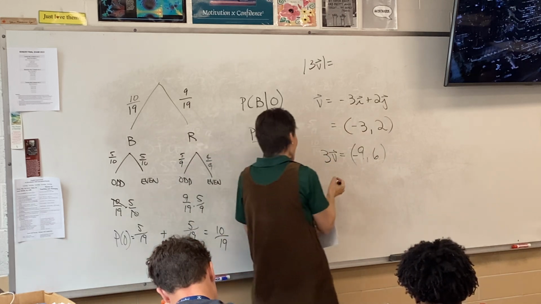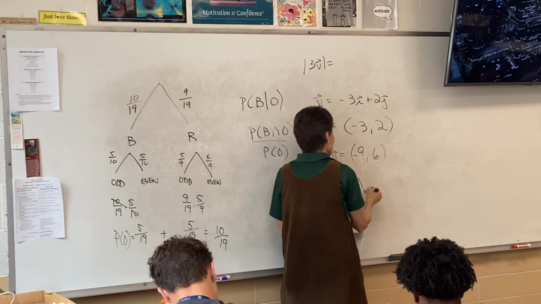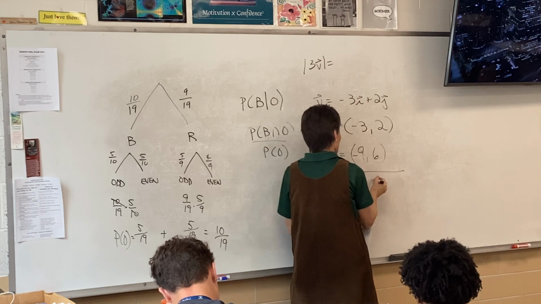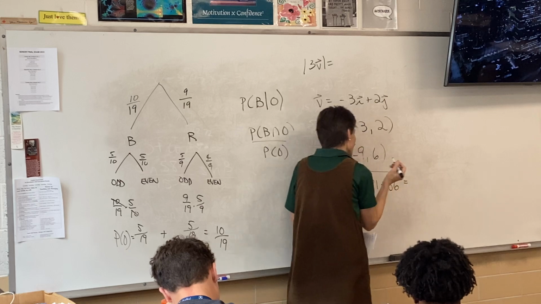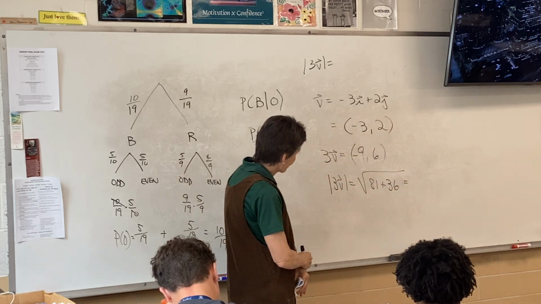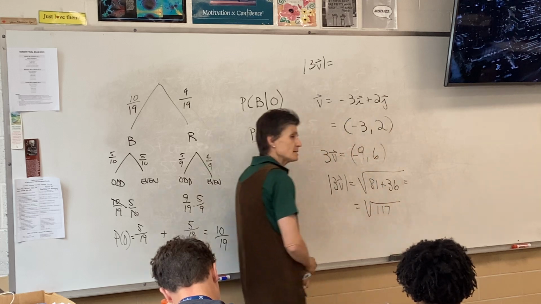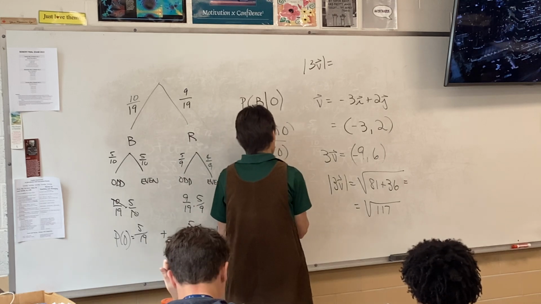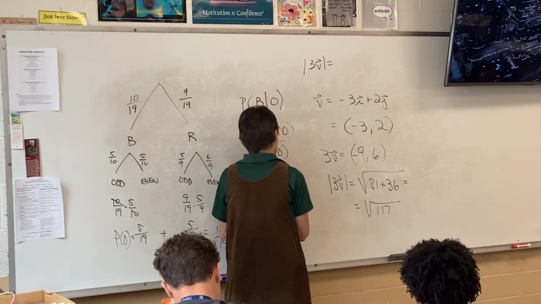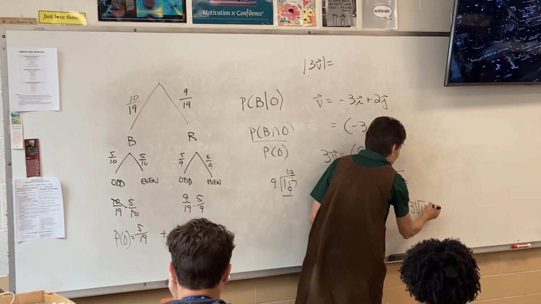And then we want the magnitude of that. And the magnitude of that is x squared plus y squared, square rooted. So what is that? Square root of 117, which reduces, so 3 root 13.